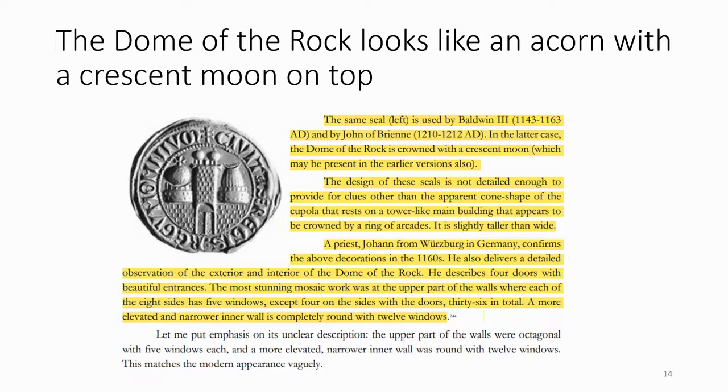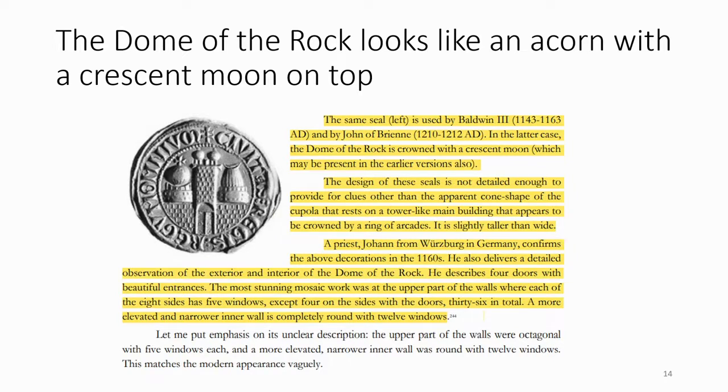The design of these seals is not detailed enough to provide clues other than the apparent cone shape of the cupola that rests on a tower-like main building that appears to be crowned by a ring of arcades. It is slightly taller than wide. A priest, Johann from Würzburg in Germany, confirms the above decorations in the 1160s.